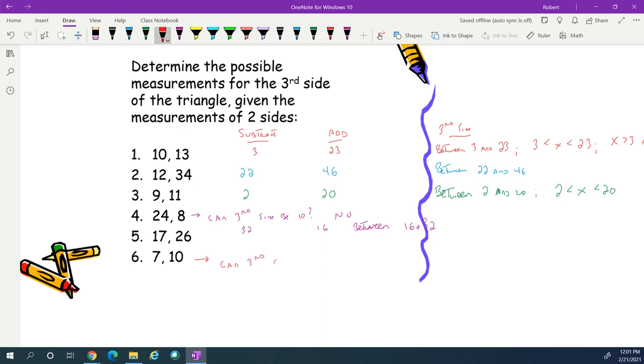Can the third side be 15? Well, again, when we subtract, we get 3. When we add, we get 17. So it must be between 3 and 17. So yes, it could be 15. We're not saying it is. We're saying it could be.